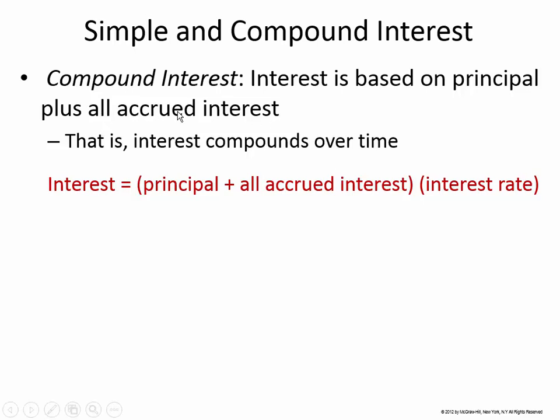Accrued interest. That means that after 1 year, you owe whoever's loaned you money the principal amount that they originally gave you, and you owe them the interest for that year. But then the following year, you have to pay them interest not only on the principal and the interest rate for that year, but also the previous interest that you hadn't paid them.